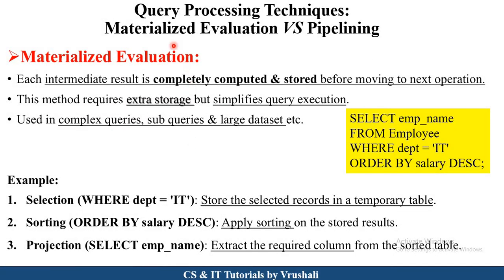Now, the next is query processing techniques. There are a total of two types of technique: materialized evaluation and pipelining. These techniques are inbuilt. They are already built into your MySQL and Oracle software. As per the specific condition, the query optimizer decides whether to choose materialized evaluation or pipelining.